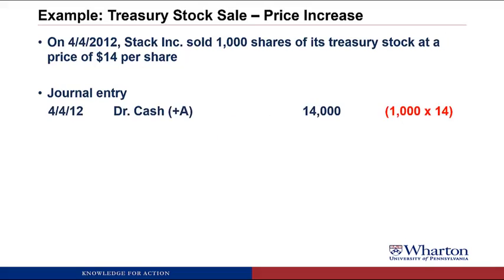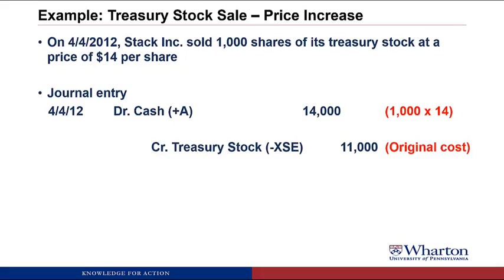So we want to debit cash for $14,000 because we're receiving $14,000 cash. That's 1,000 shares at $14 per share. We're going to credit Treasury stock to reduce the Treasury stock for $11,000. Remember, that's the original cost that we bought shares at, $11 apiece. So 1,000 shares times $11 gives us the $11,000 that we take out of Treasury stock.